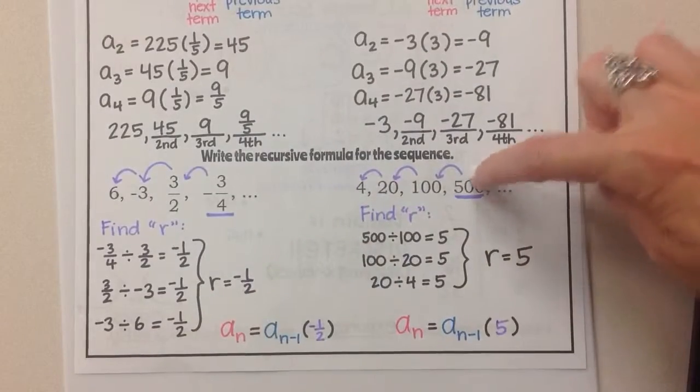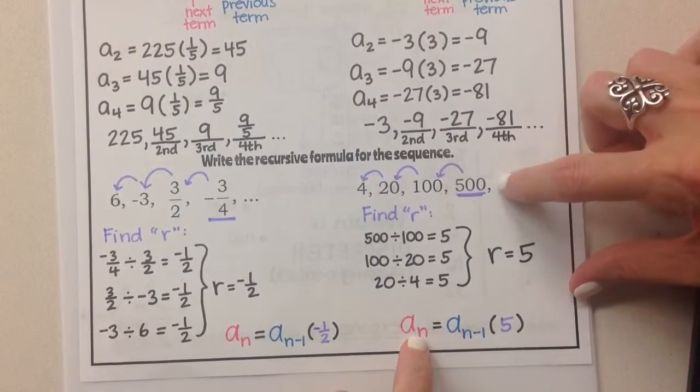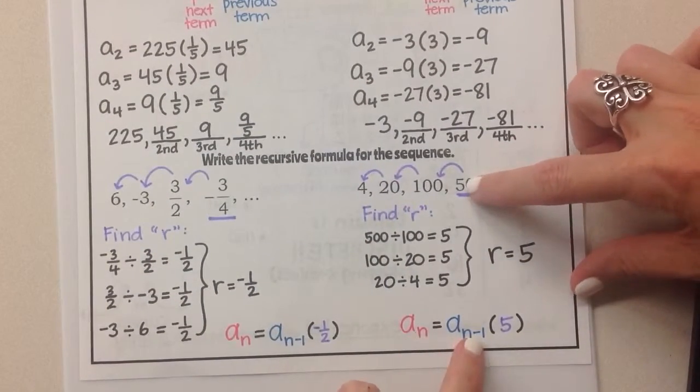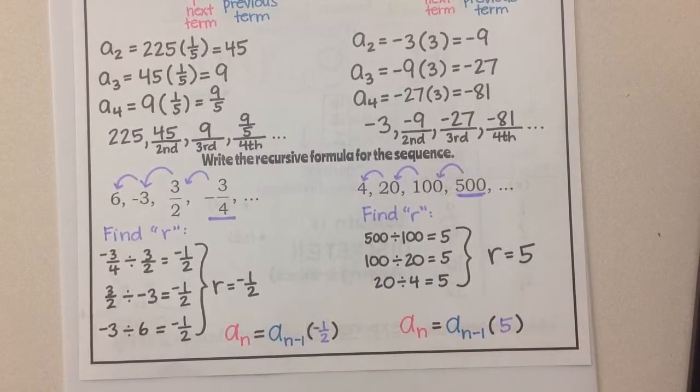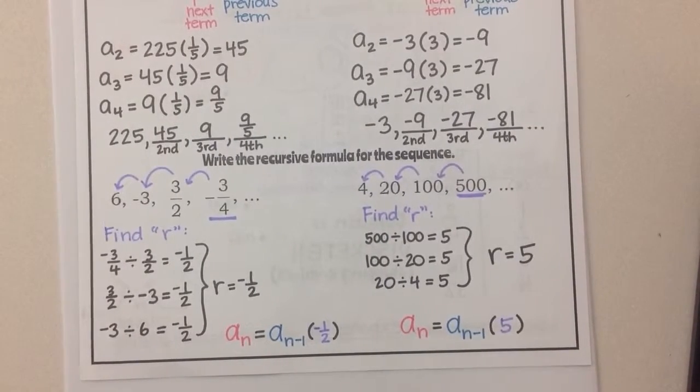So if I want to find the next number after 500, I'm going to take 500 and multiply it by 5. And I'm going to repeat that process of multiplying by 5 to get the next number. And that is your lesson on geometric sequences.